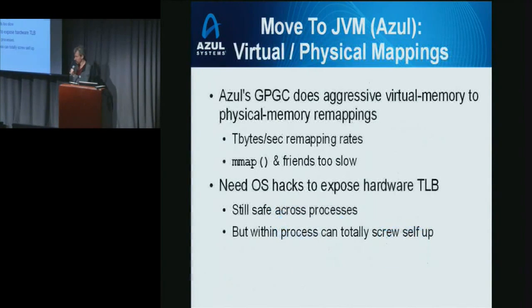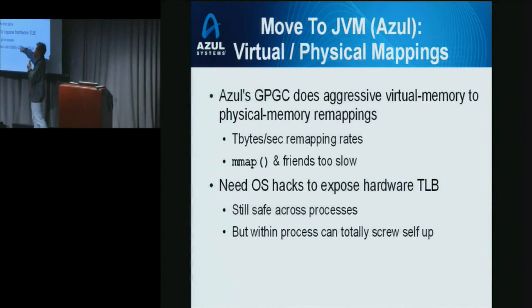Azul Systems is doing some different stuff, so this is now going to be Azul Systems specifics, my two slides of that. We do very aggressive virtual memory to physical memory mappings. More or less, we are in user mode controlling the virtual to physical mapping. And that requires terabyte-a-second remapping rates, which we can't get out of mmap and munmap and friends. So we need OS hacks to do that right.